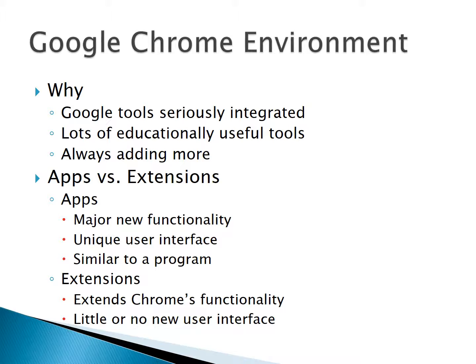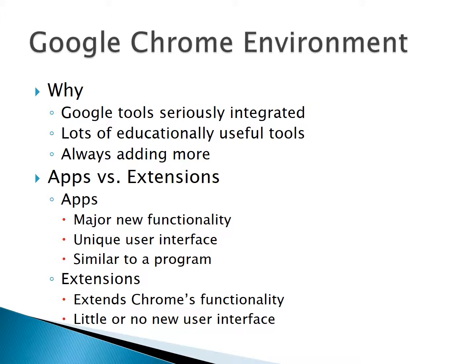For something to be an app, it should have major new functionality. Now, in Google Chrome, in our browser, we can't do image editing. We can't adjust pictures, eliminate red eye, seriously crop images, construct new images. So an image editing app would add all of that functionality. Because it has so many unique things that it can do, it comes with a unique user interface.